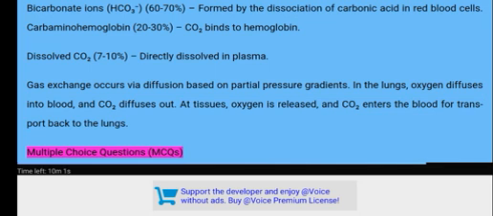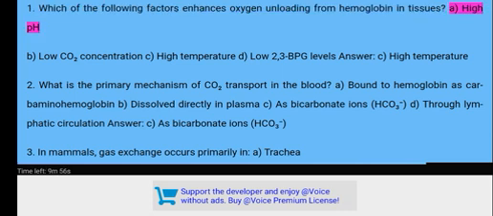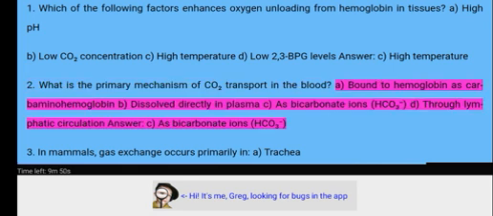Multiple choice questions, MCQs. 1. Which of the following factors enhances oxygen unloading from hemoglobin in tissues? A. High pH. B. Low CO2 concentration. C. High temperature. D. Low 2,3 BPG levels. Answer. C. High temperature. 2. What is the primary mechanism of CO2 transport in the blood? A. Bound to hemoglobin as carbaminohemoglobin. B. Dissolved directly in plasma. C. As bicarbonate ions, HCO3-. D. Through lymphatic circulation. Answer. C. As bicarbonate ions, HCO3-.